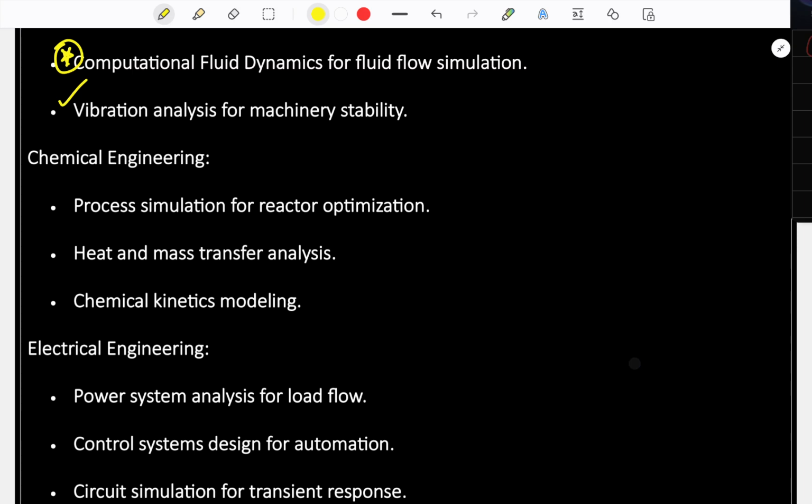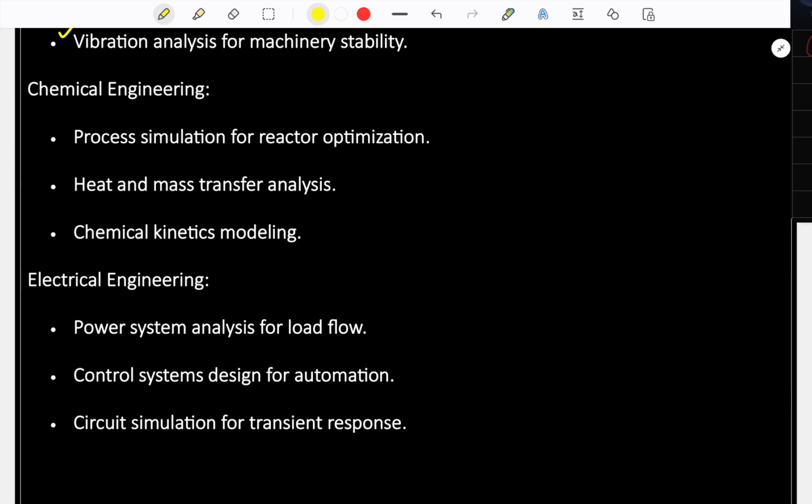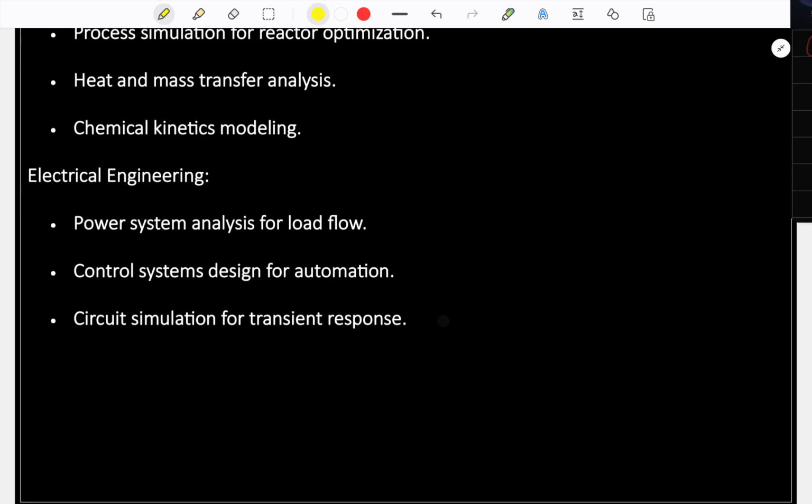Let's go with chemical engineering. The first thing is process simulation. It improves reactor optimization by testing chemical processes to make them faster and safer. The next one is heat and mass transfer. Heat and mass transfer analysis looks at how heat and materials move to build better systems, like heat exchangers. Next is chemical kinetics modeling. It checks reaction speeds to make chemical processes in reactors work better.